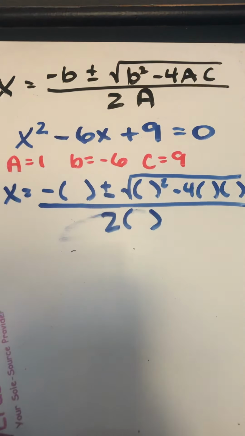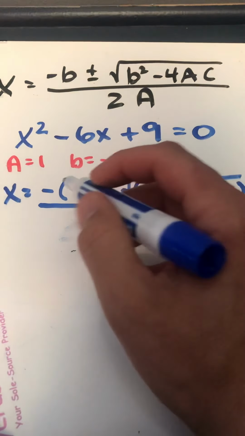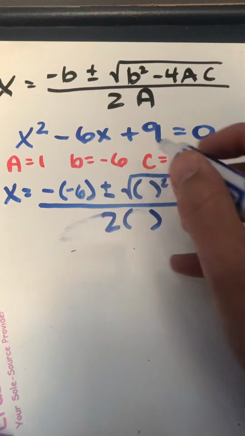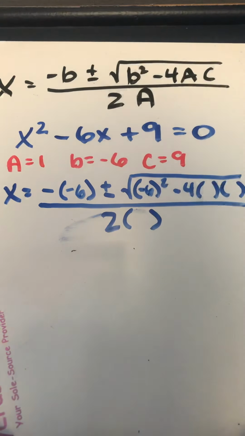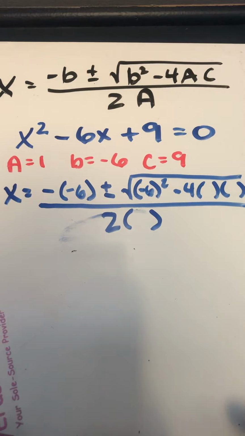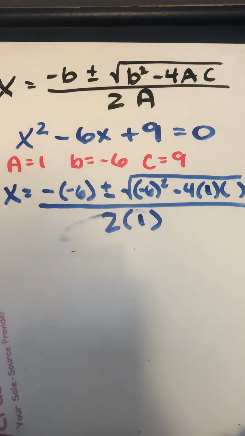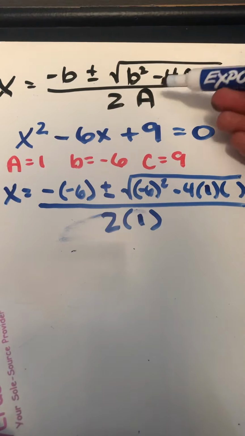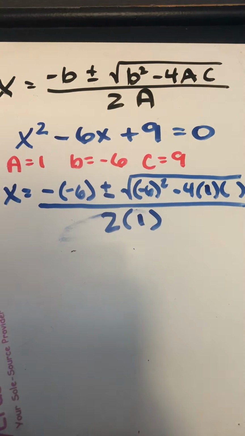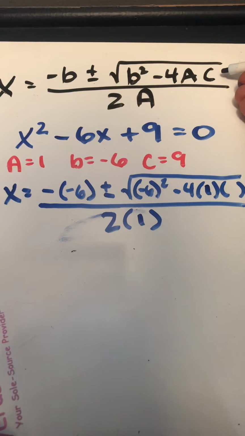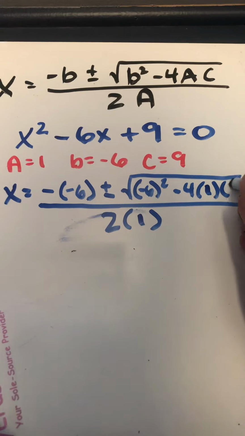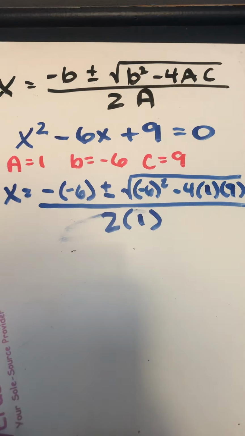Because our b value is negative 6, that's going to be placed into the two locations where there's a b in the quadratic formula. Because our a value is 1, that's going to be dropped into the location where there's an a, here, and also here in our quadratic formula. And there's just one c in our quadratic formula, and we're going to replace that with a 9, because that is the value of c.